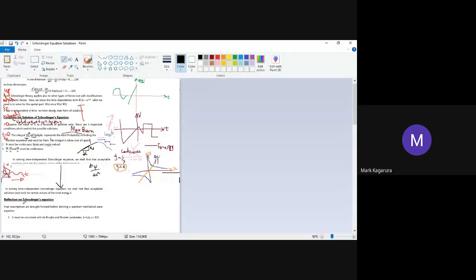Then, in solving, one of the reasons they have to be continuous is that you need to be able to get the wave function. And if they're not continuous, that means you cannot differentiate over that segment. So you can't get anything out.